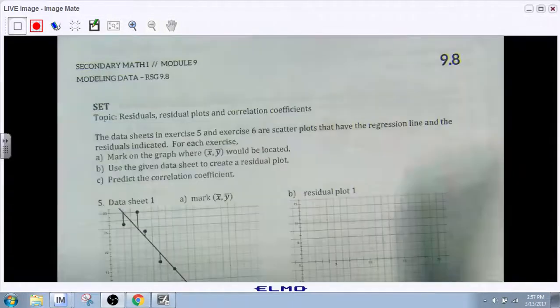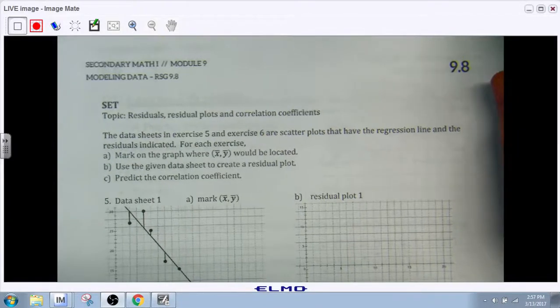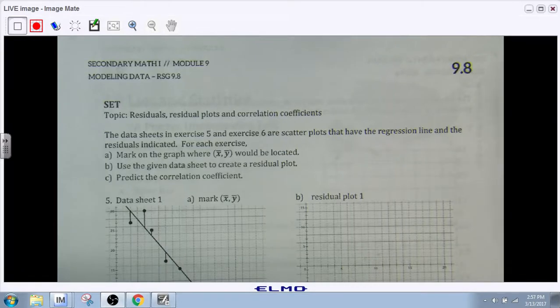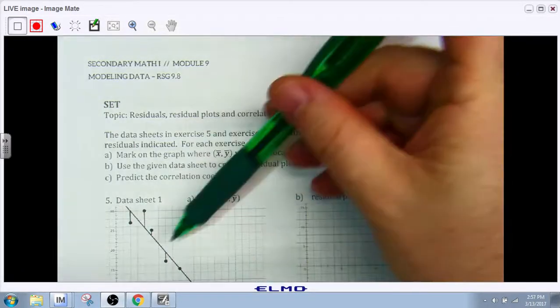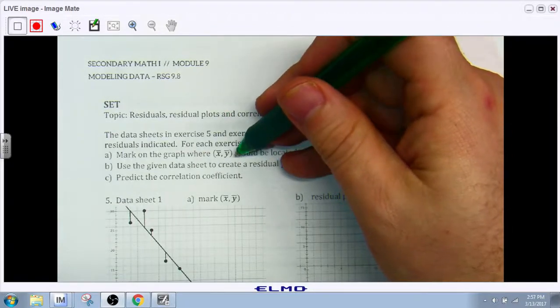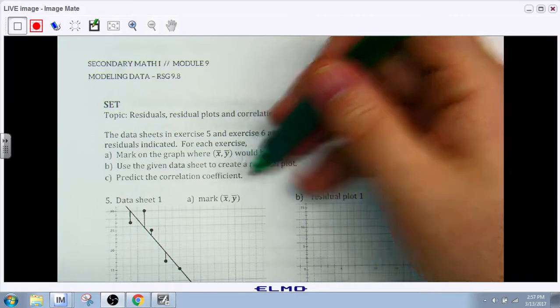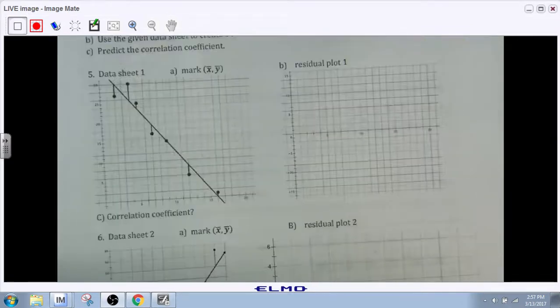All right, let's go ahead and move on to some of the new stuff. For this one, it's asking us to talk about residual plots and correlation coefficients. So the data sheet for exercise 5 is a scatter plot, like so. And so what we have to do is we have to figure out what our x bar, y bar is. And to do that, we need to take the average of all of our points here. So we're going to start that by figuring out what our x bar, y bar is.